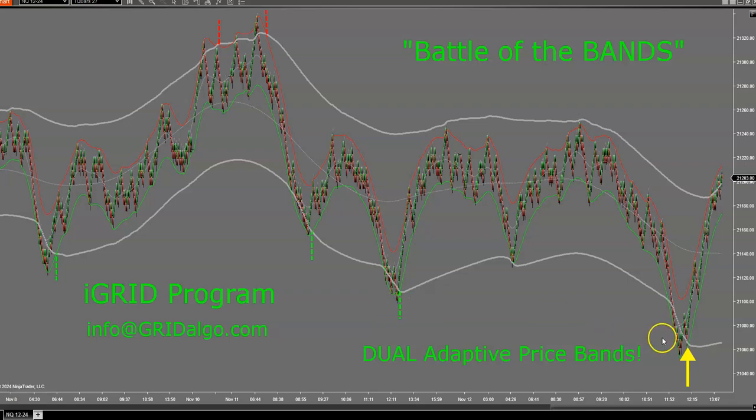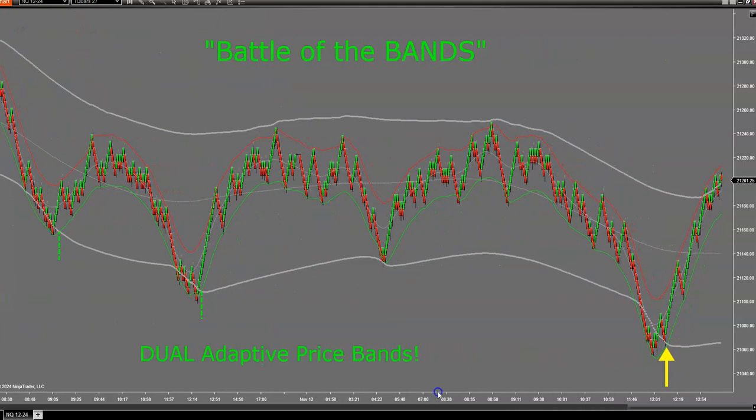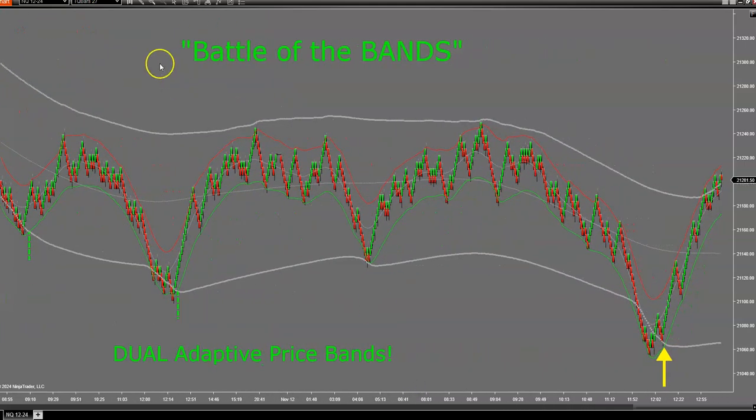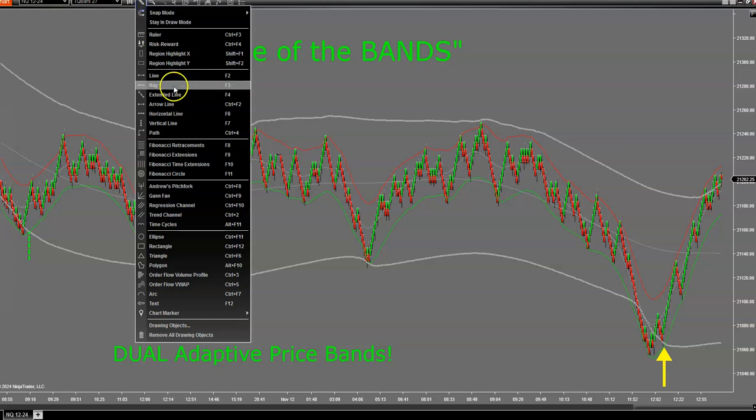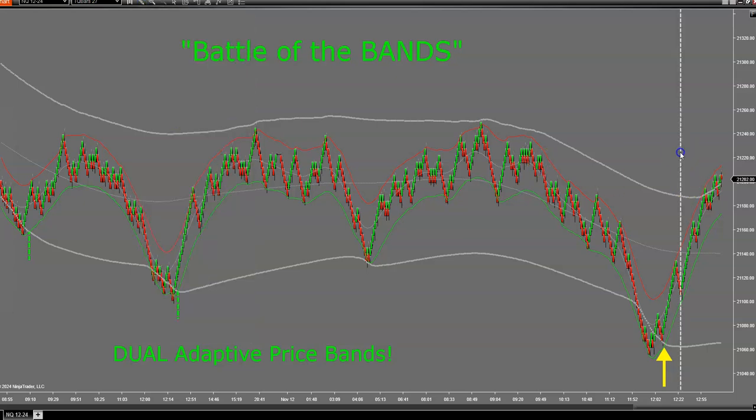So let's go over, we had a trade set up right here. Let's go ahead and mark that. We'll take a vertical line and put that right where the fast bands intersect the other bands. And you had a trade setup entry right in this area.